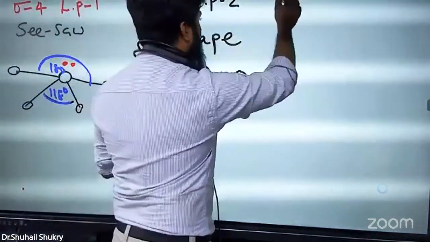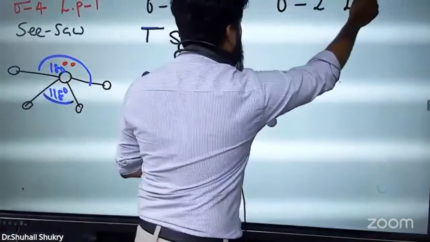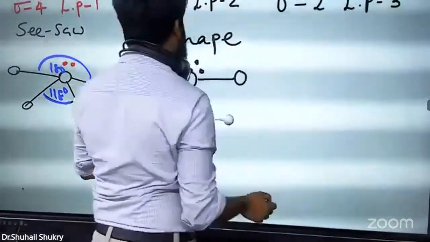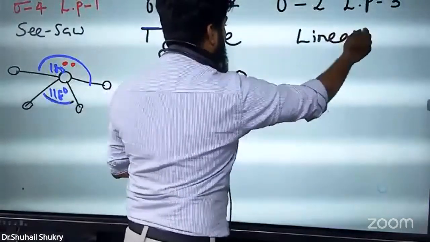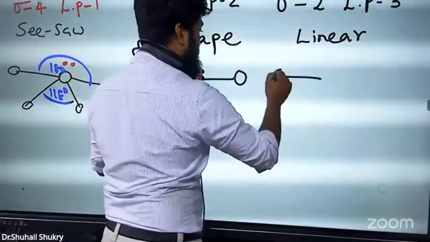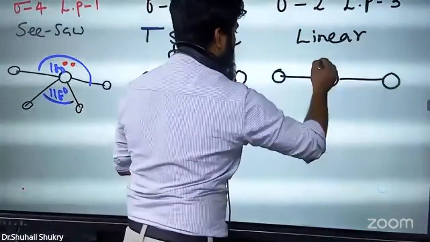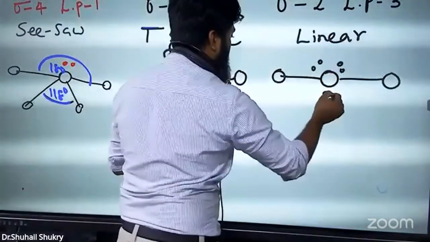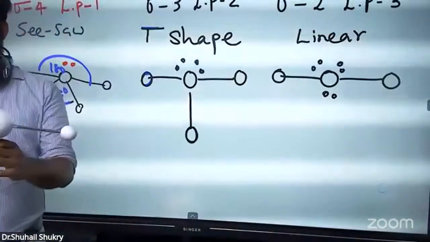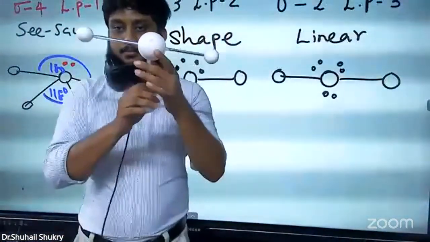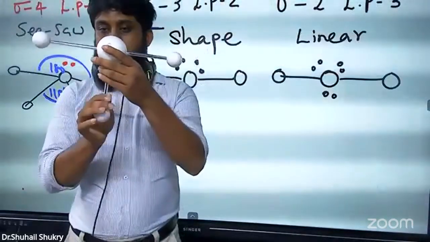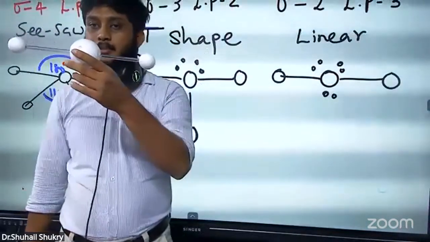If I remove that, here becomes sigma 2. Lone pair how much? 3. Then what is that shape? That is linear again. But how will that be linear? One is like this, one is like this. Here 2 and here 1 we have removed. So I am going to remove that one here. Now what is this? Linear.